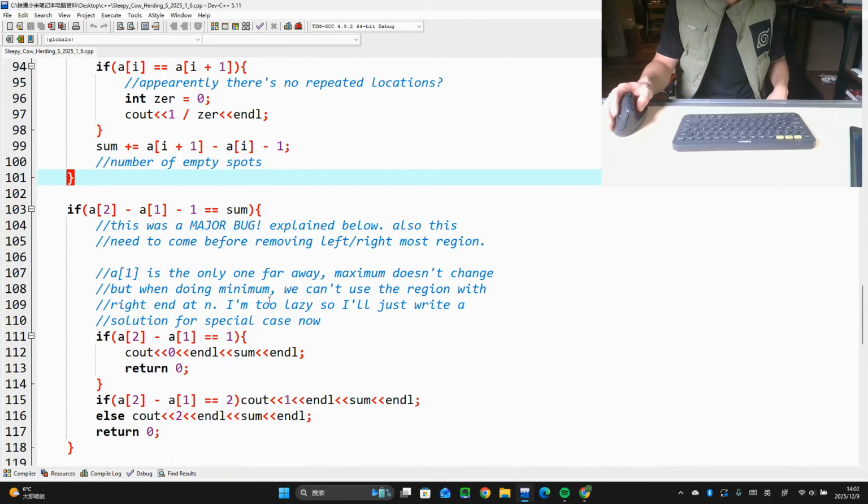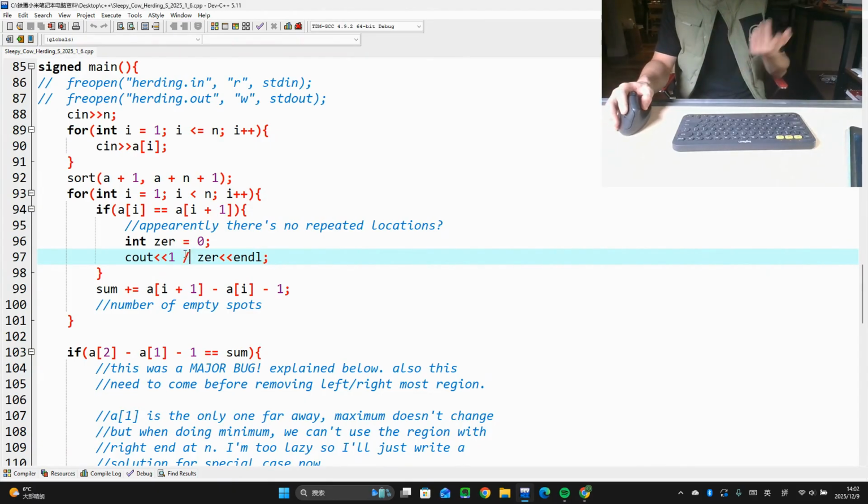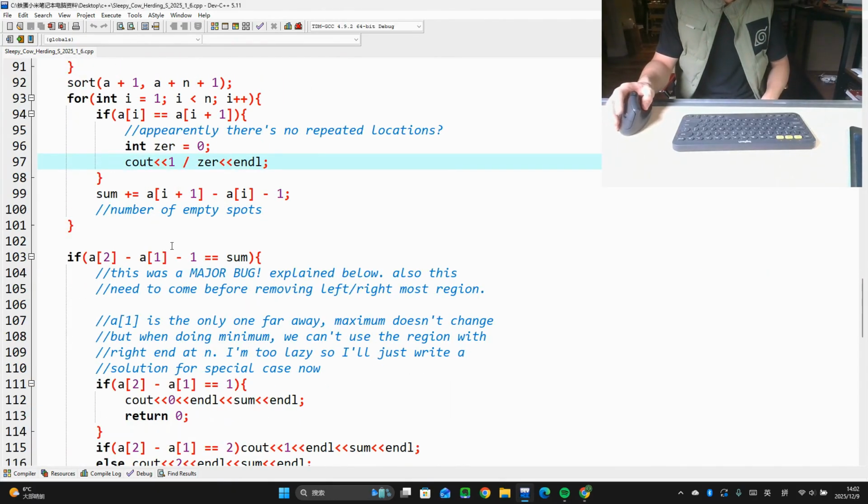So yeah, obviously, apparently there's no repeated locations. Okay. Oh yeah, that's another bug. If you remember from my previous codes, I have a lot of these. This one results in a runtime error because of division by 0, obviously.